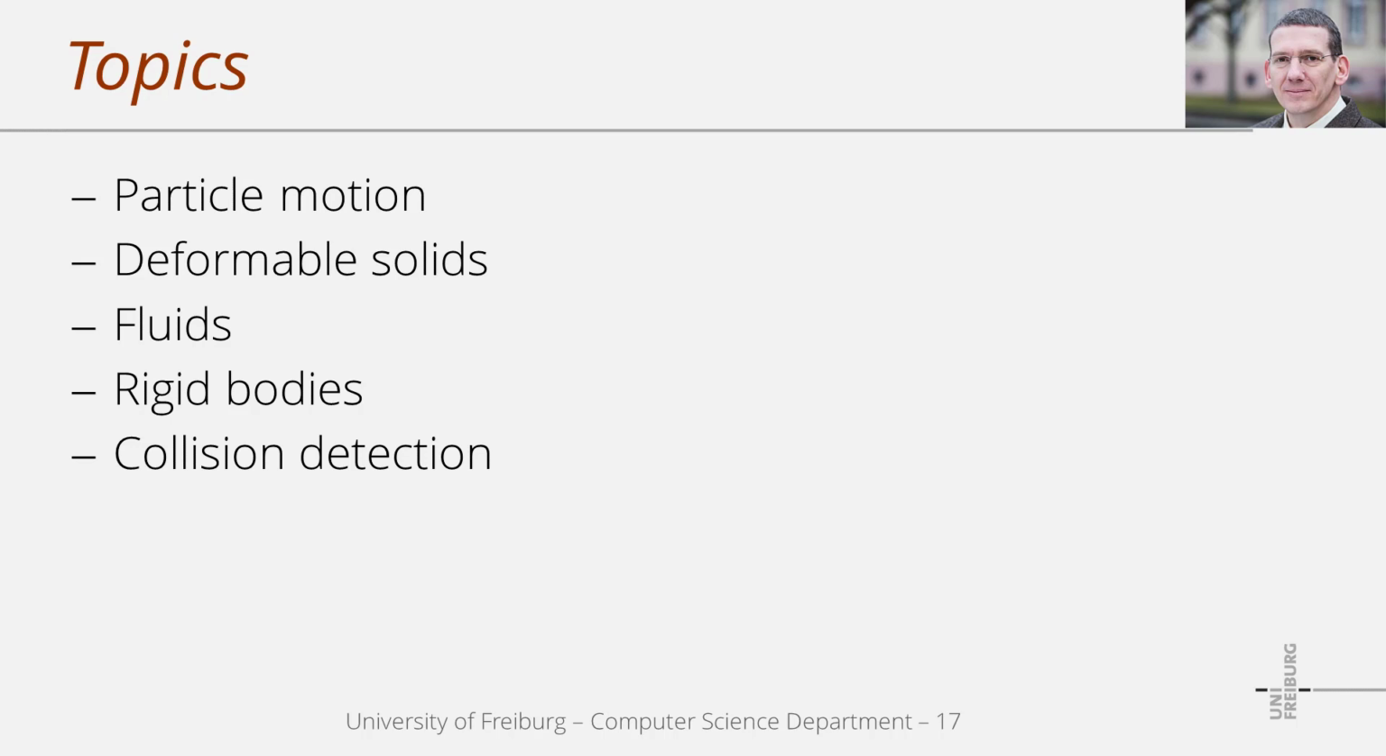Finally, in the last part of the course, we look into spatial data structures that can be used to detect collisions between objects. Here we will look into bounding volume hierarchies and space subdivision techniques.